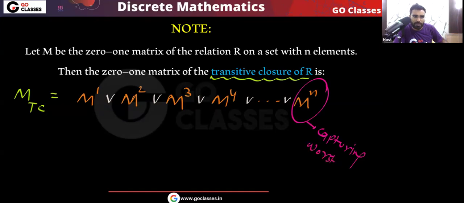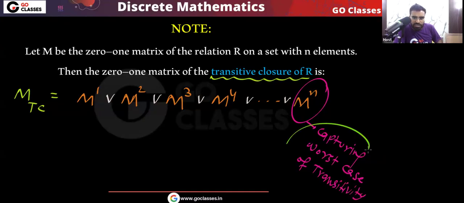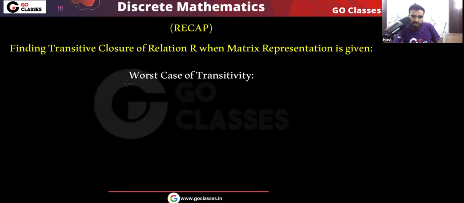Do you remember, in the previous lecture we have already seen this? This m power n was capturing the worst case of transitivity. Yes or no? And what was the worst case of transitivity? If you have total n elements like a1, a2, a3 and so on, what is the worst case of transitivity?